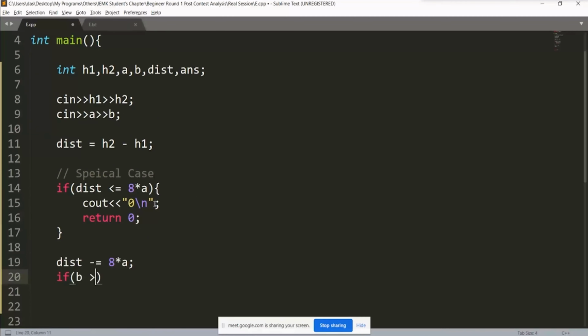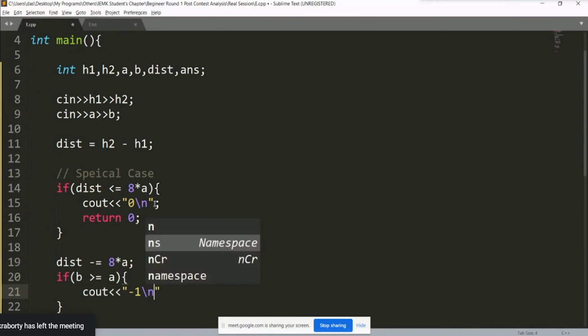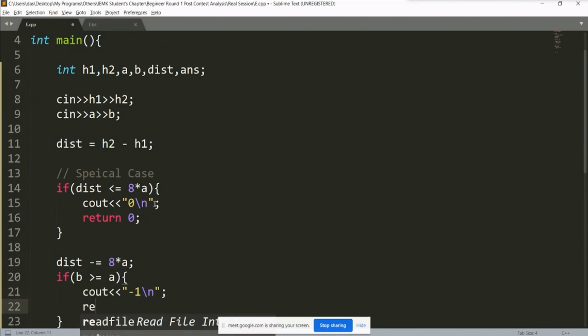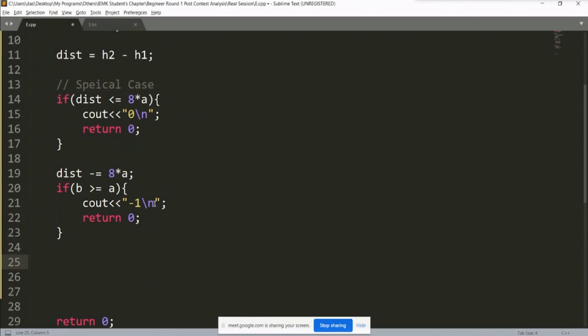And now we will check for the impossible condition, that if it slips more than it rises, then it's impossible to reach its destination. So we will print impossible and then terminate. And if both these cases don't occur, then that's the general case, where we will have the answer as distance by speed, distance by 12 into a minus b.